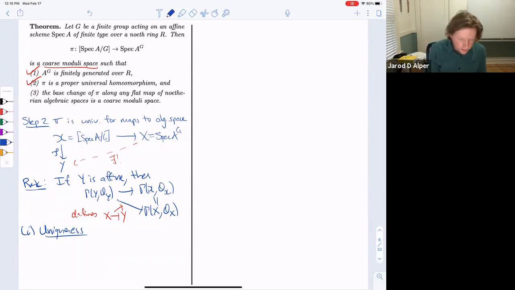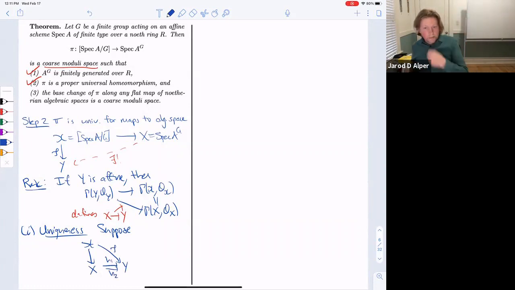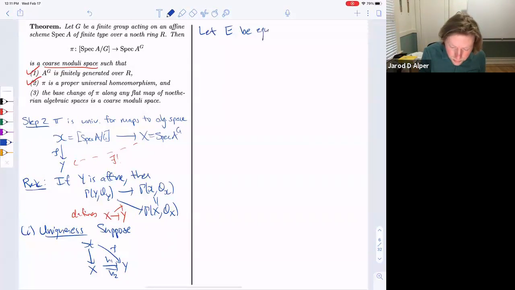So let's suppose we have a diagram where we have X and we have Y, and suppose we have 2 maps, H1 and H2. Right, and so then let E be the equalizer of these 2 maps.